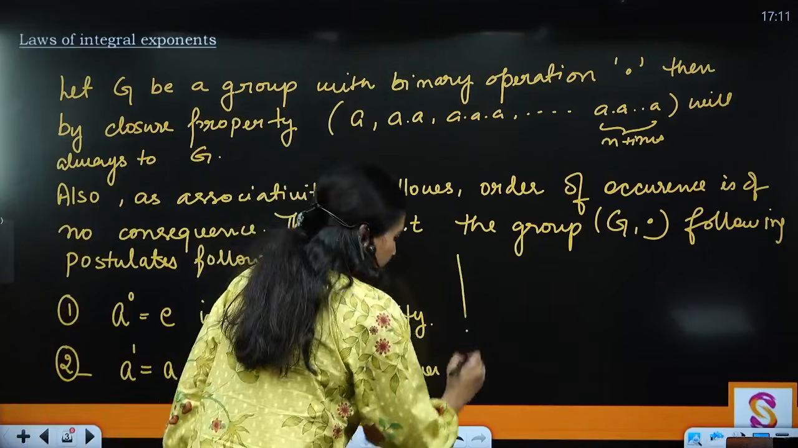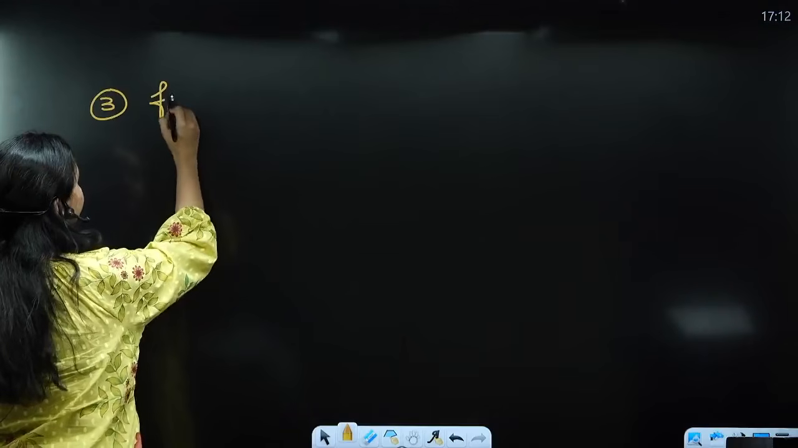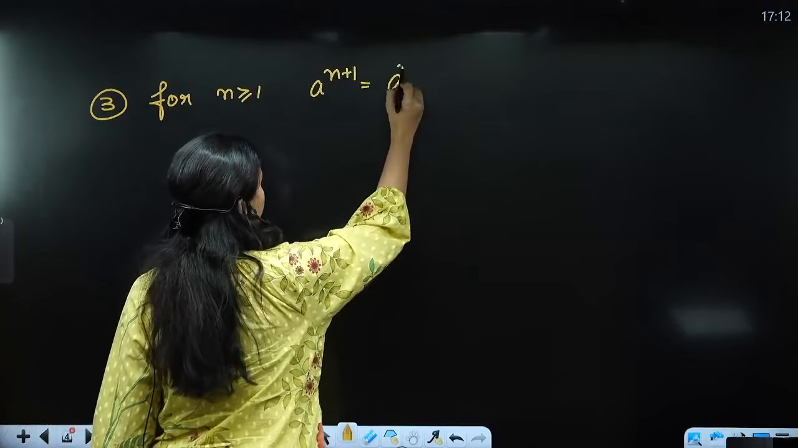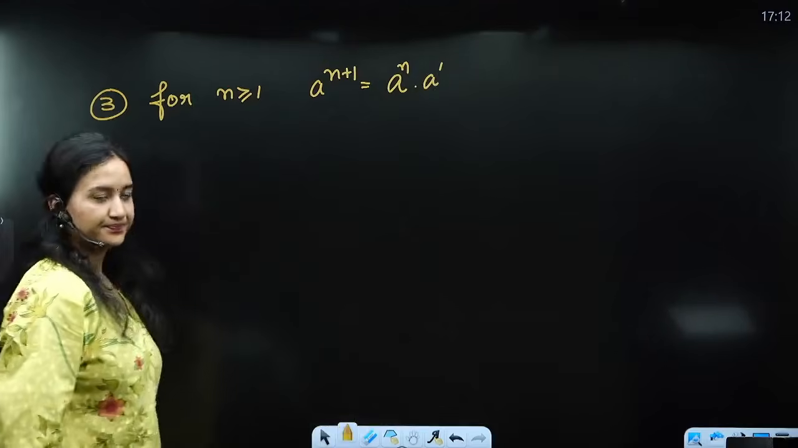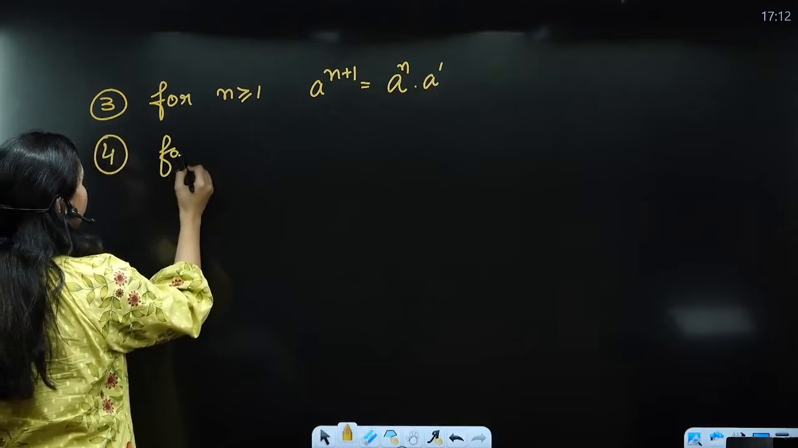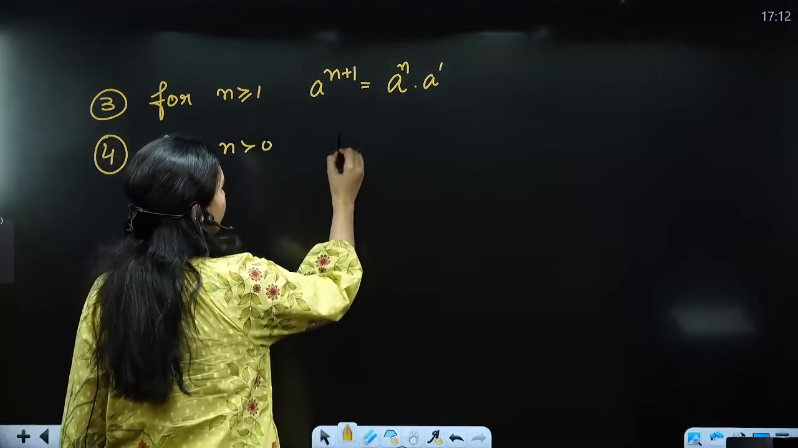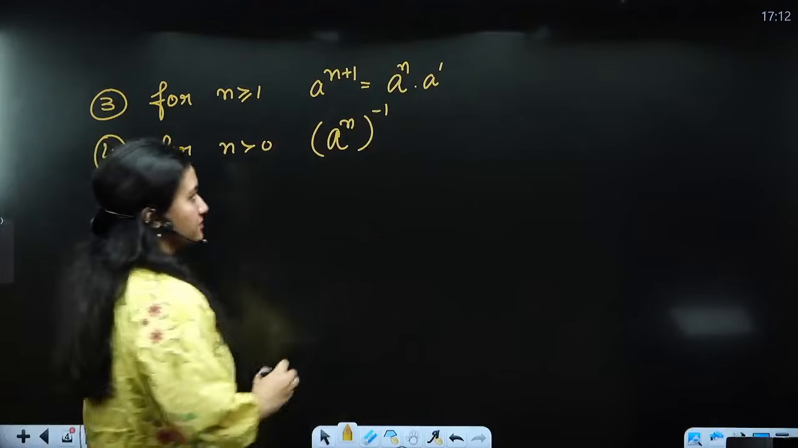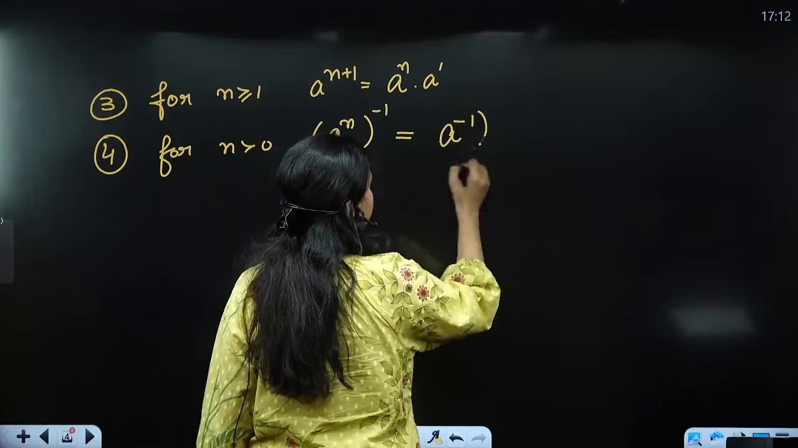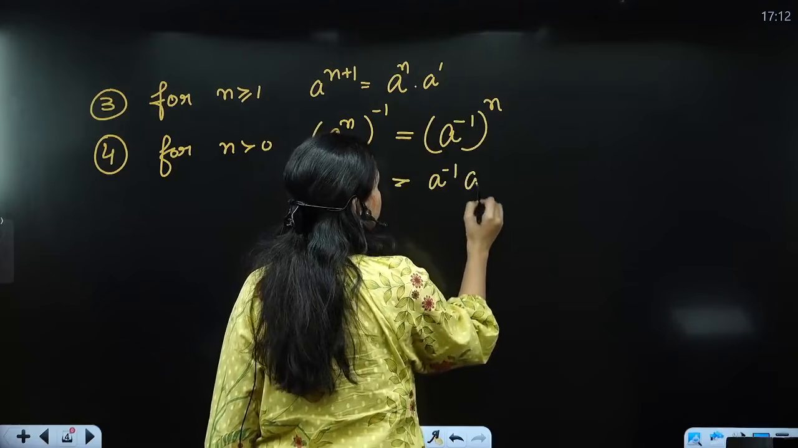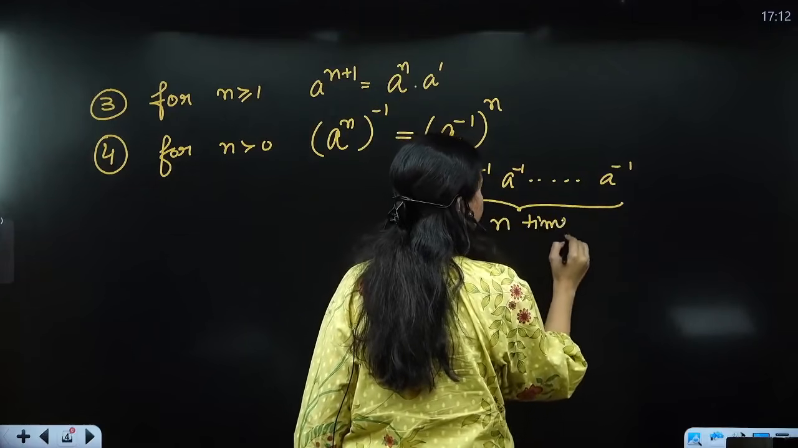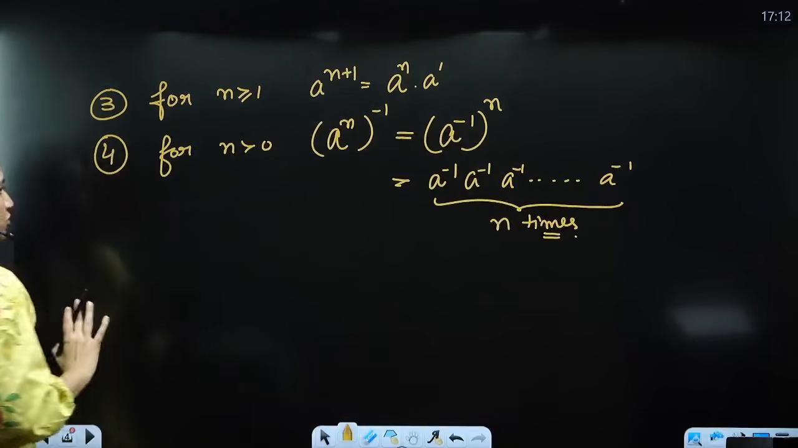All right, then I should take it to the next slide. The third one is, for n greater than or equal to 1, A to the power n plus 1 can be written as A to the power n dot A raised to the power 1. Then finally, the fourth: for n greater than 0, A to the power n, the whole raised to the power minus 1, is equal to A inverse to the power n, which is nothing but A inverse multiplied n times. Clear? So this is true for all the elements which belong to G.